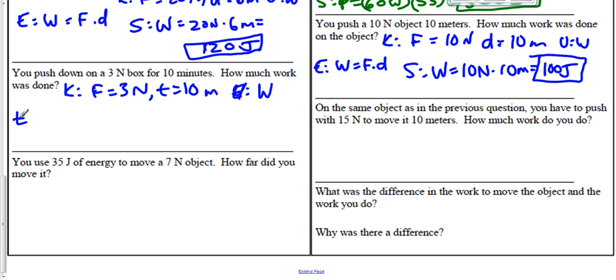because our equation for work is force times distance. Okay, so you push down on the box for 10 minutes, doesn't tell you you moved it at all. So the solution is going to be 0 joules.